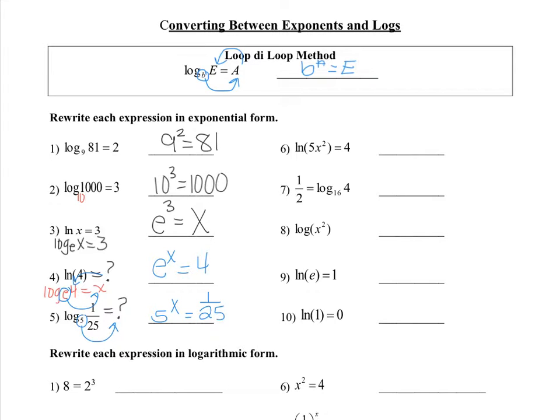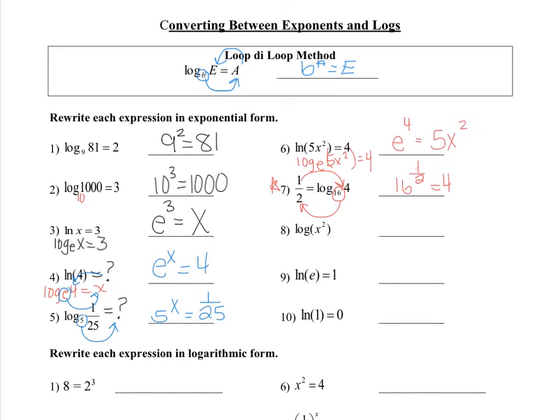Okay, here are your answers. So for number 6, you should have remembered that ln is log base e. So it should have been e to the 4th equals 5x squared. Number 7 was switched. That's okay. You'll just take the base, go this way now, and come back down. So 16 to the 1/2 equals 4.